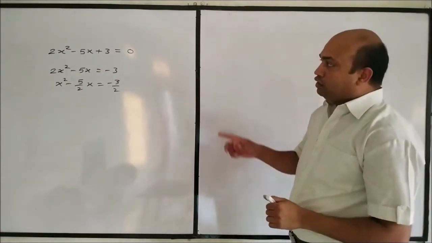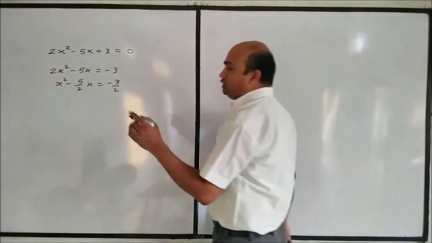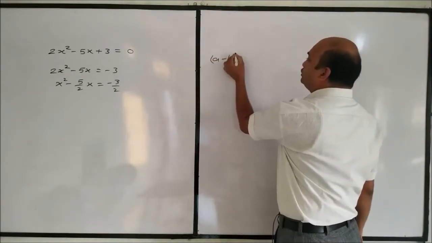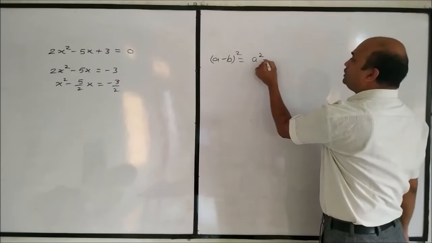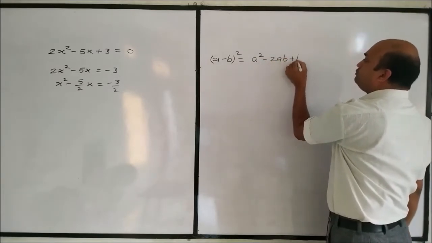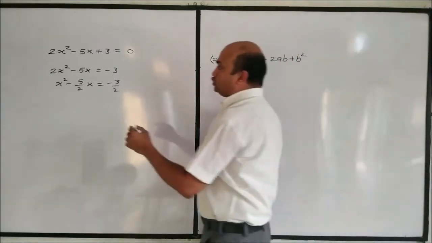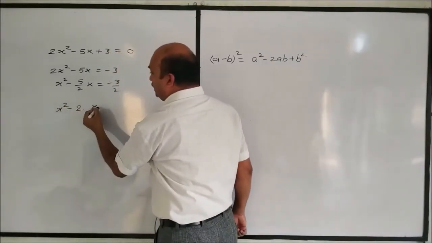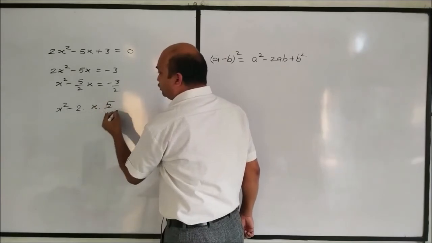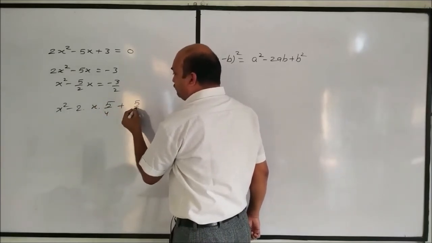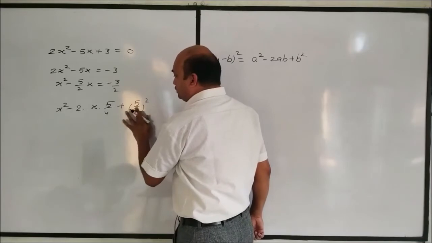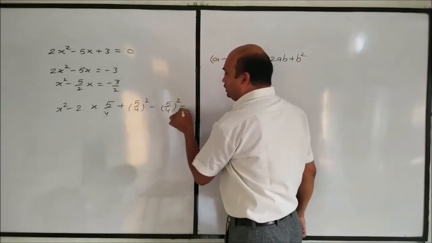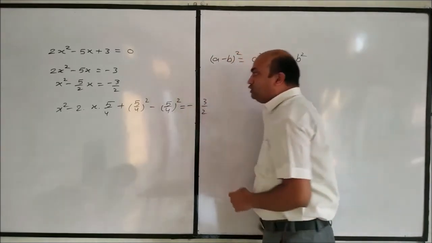Now we arrange the first two terms according to the formula a minus b whole square, that will be a square minus 2ab plus b square. So it will be x square minus 2 into x into 5 by 4 plus 5 by 4 square minus 5 by 4 square is equal to minus 3 by 2.